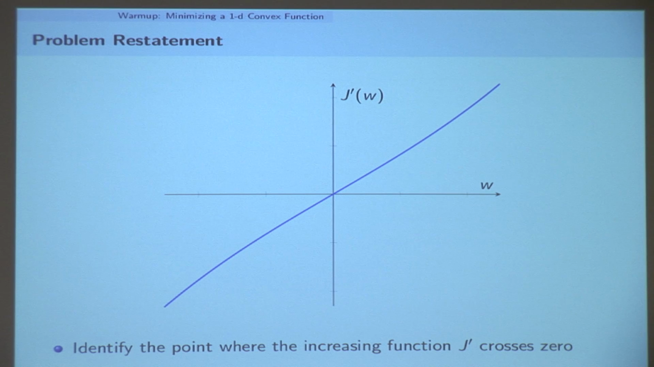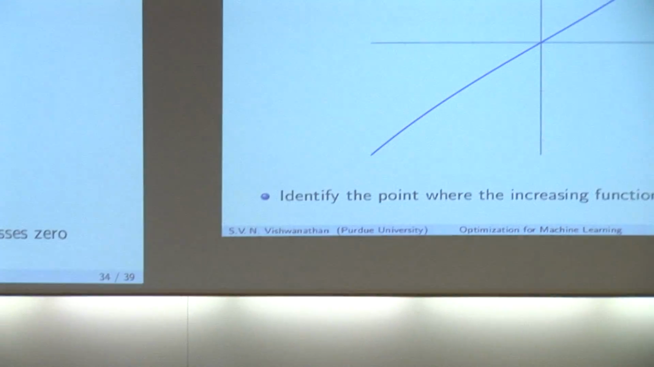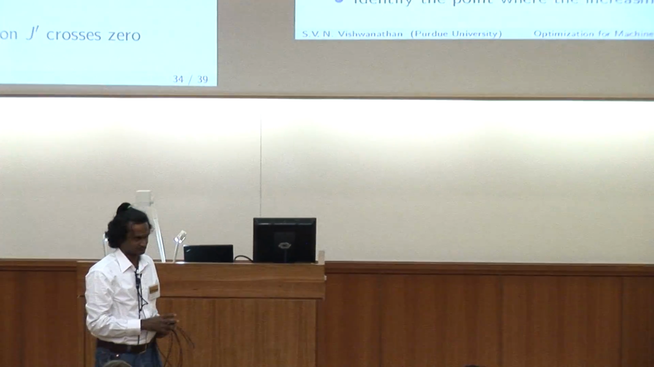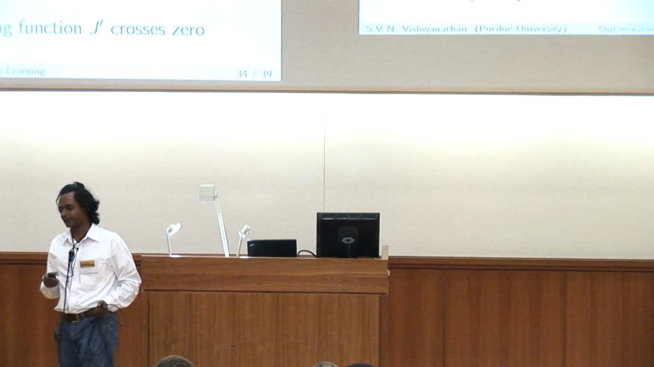So even before that, a simple question. Can an increasing function cross 0 at more than one point? Never. Right? So there's exactly one point where the function has value 0. So now I give you an increasing function and tell you, find me that point. How would you go around trying to find that point? Wild guesses? Binary search, right? So you do a bisection. That's exactly what we are going to do.